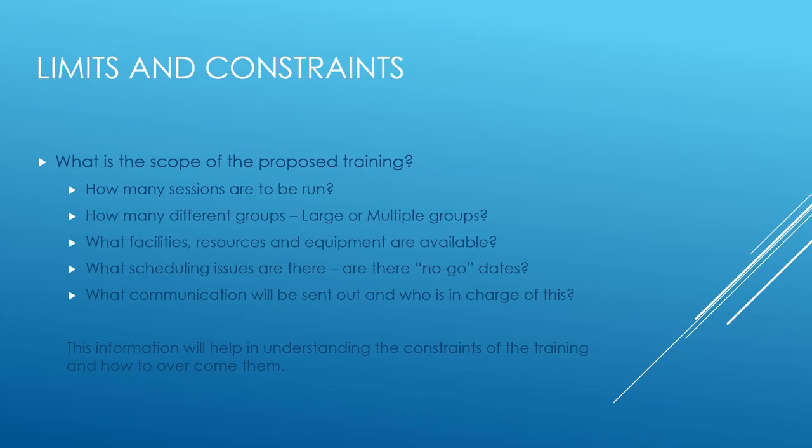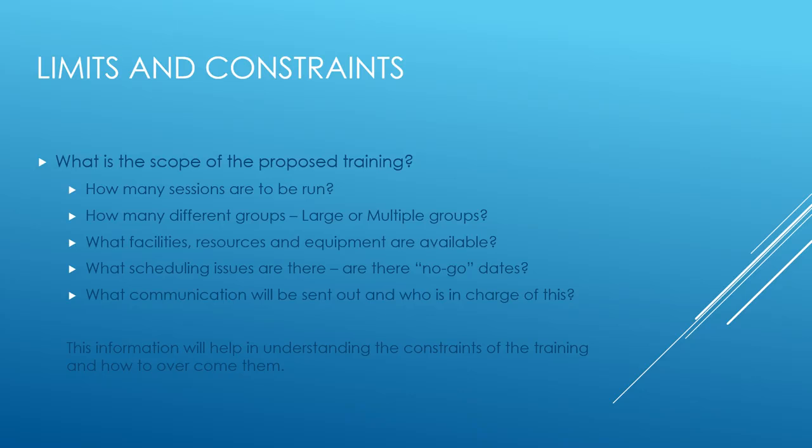Limits and constraints. What is the scope of the proposed training? The organization may approach you to deliver this training and they may have a particular amount of sessions in line. So you need to actually look into how many sessions are to be run to see if you can deliver the training in that amount of time. How many different groups will be undertaking this training? Is it going to be large or multiple groups?